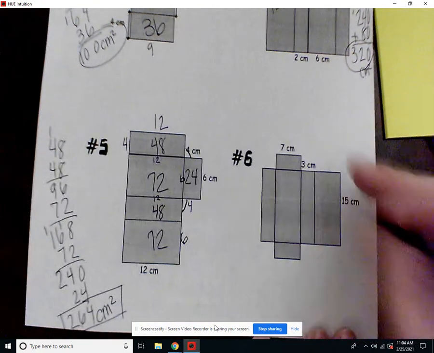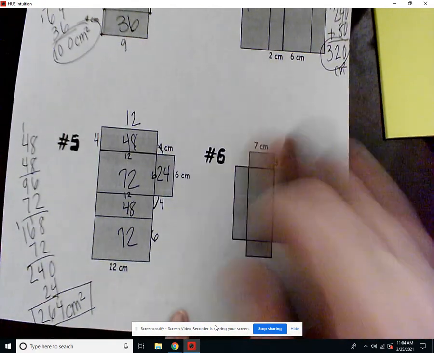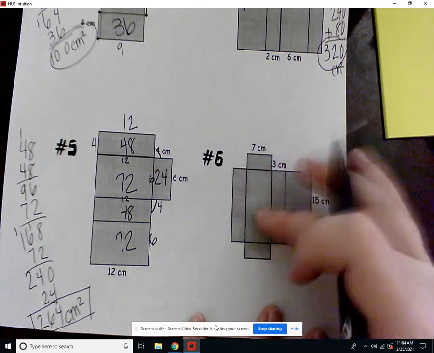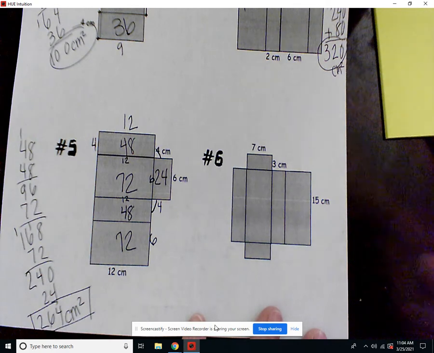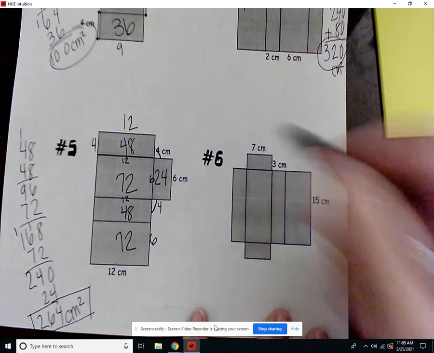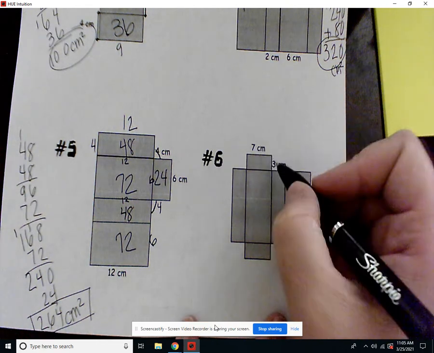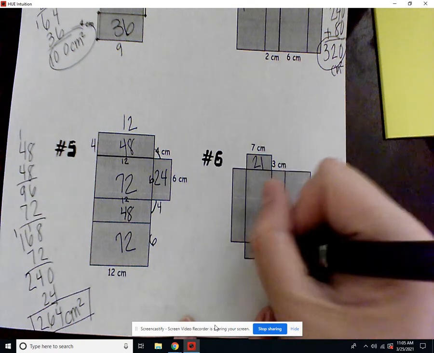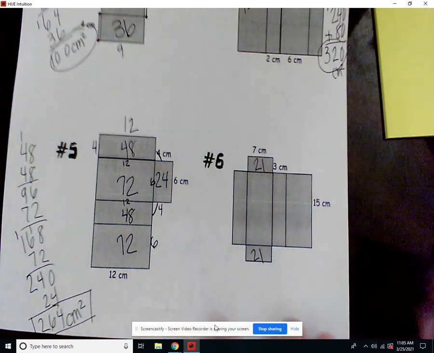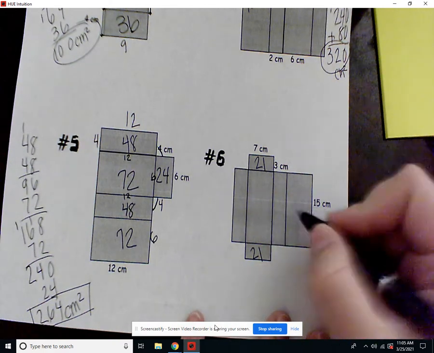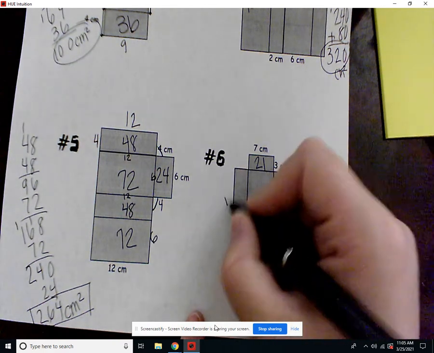All right, so for our last one, this is what the final picture looks like. There's 6 boxes in all. And again, we'll find the area of all 6 rectangles and then add them up, and that will give us the total surface area of our net. So we'll start with the little one. So 7 and 3 is 21. And if you notice, we've got the same one on the other side, so that will be 21. And then now we're going to find the middle section. Okay, we have 15, so we know that's going to be all the way across.